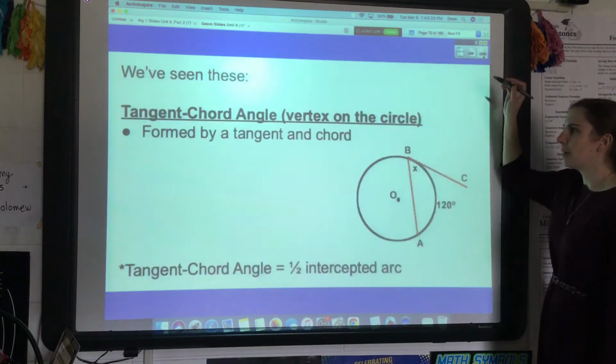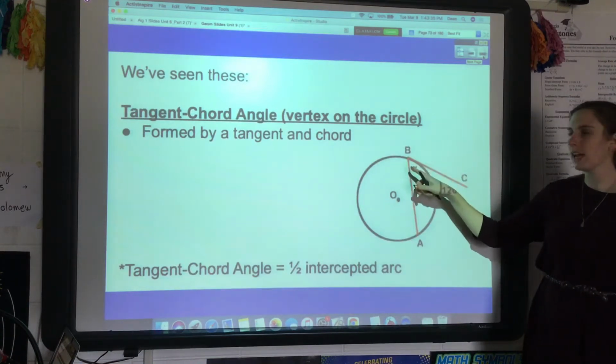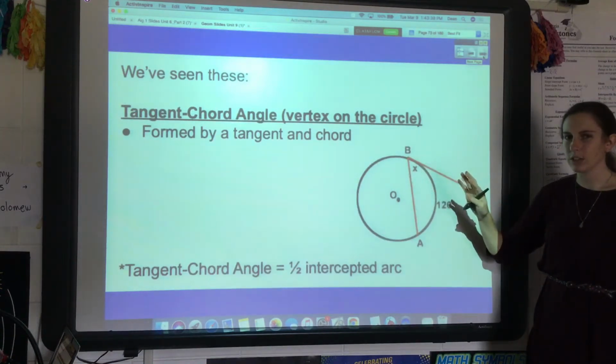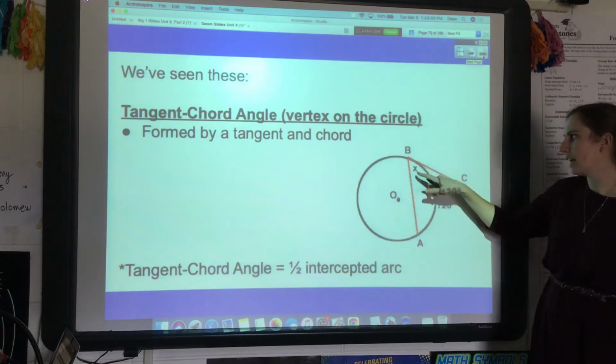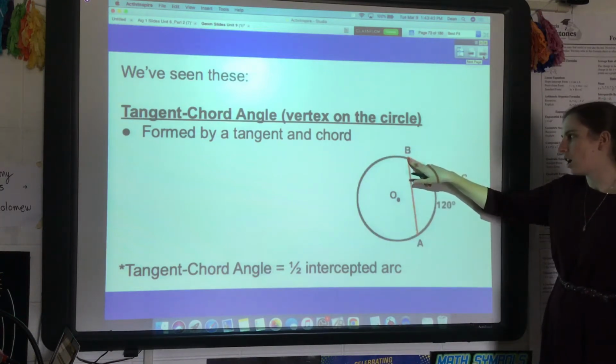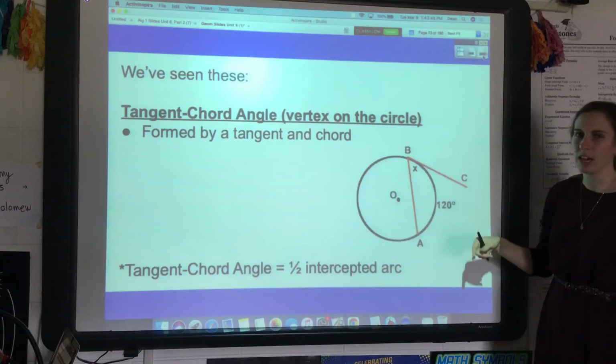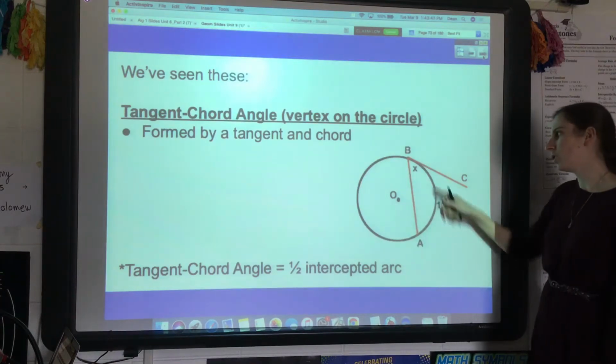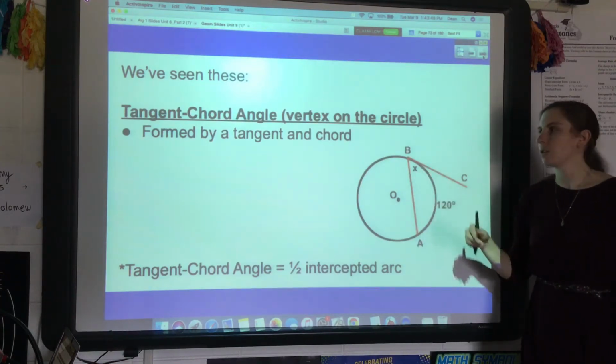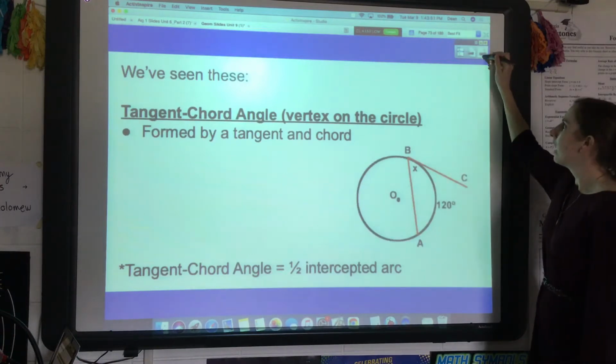So we've talked about tangent chord angles. Those are different, just to be clear. With tangent chord angles, the vertex was on the circle itself, and those are pretty much like inscribed angles. You just take the arc and cut it in half. So that's not what we're talking about here.